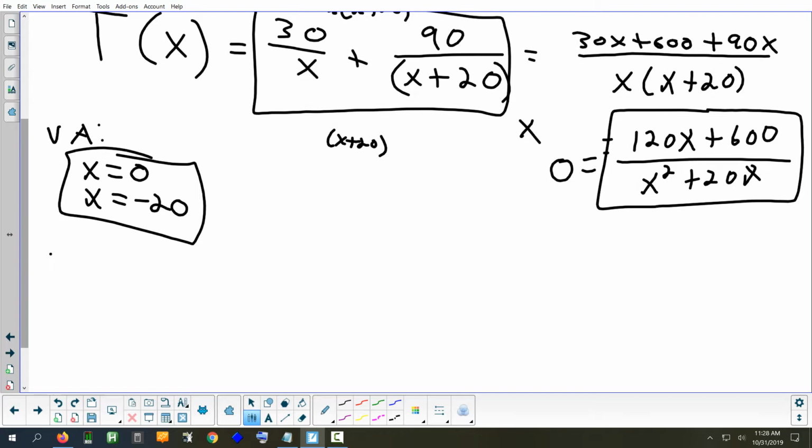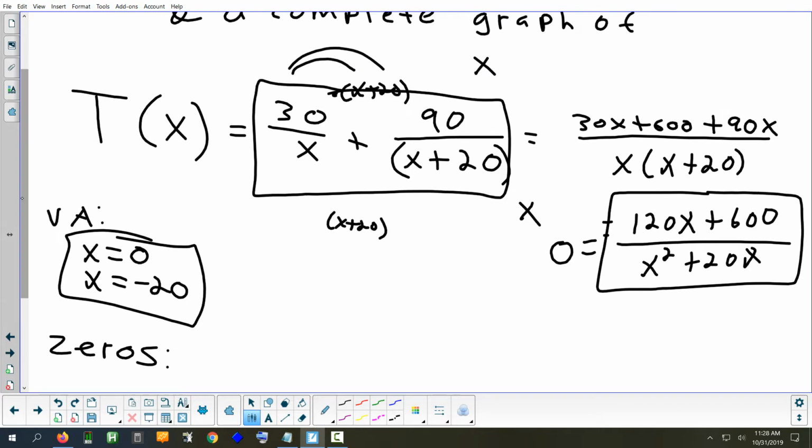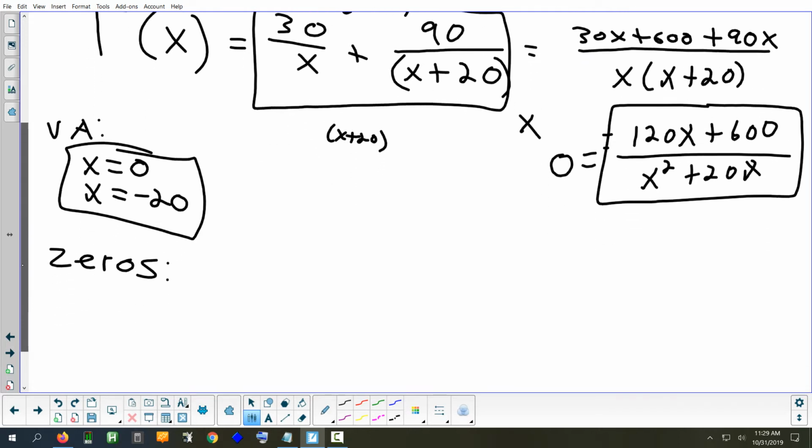All right, so zeros. What's the only way that a fraction can ever equal 0? Yep. That's vertical asymptotes when the bottom is 0. But we're close. Yep. The top is 0. So set the top equal to 0 and see what you get.